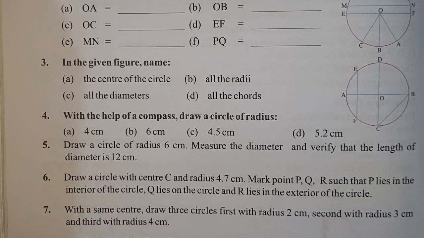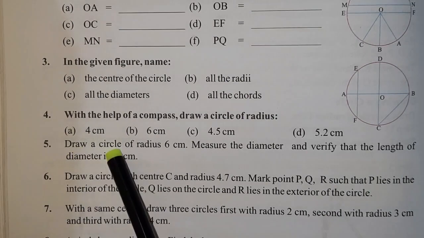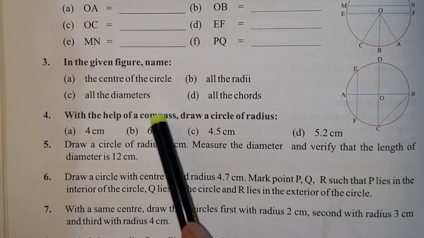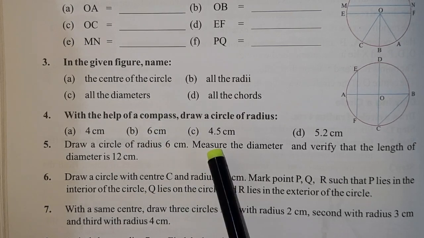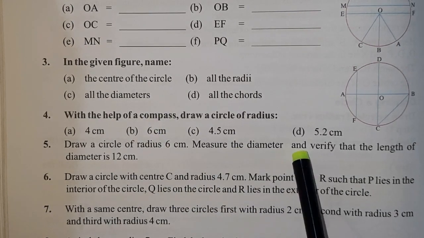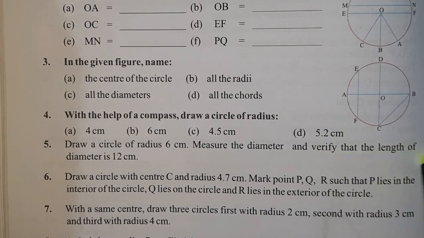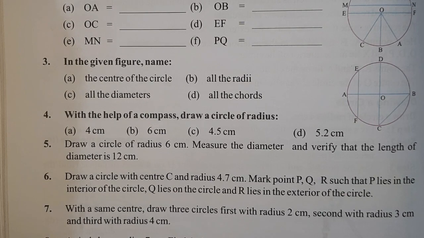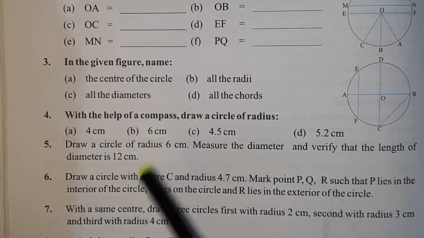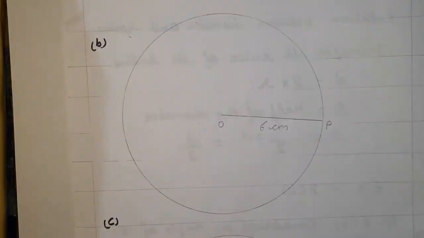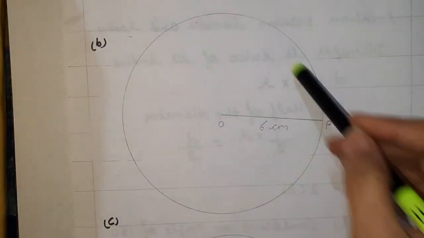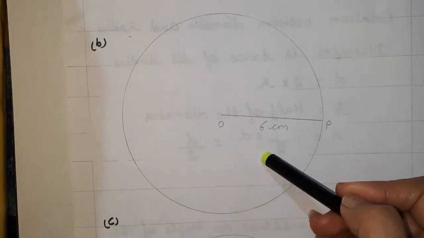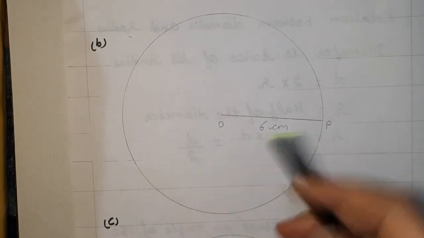Now read this question number 5 carefully. Draw a circle of radius 6 centimeter. हमने अभी अभी ड्रॉ किया 6 centimeter radius का circle. Measure the diameter and verify that the length of diameter is 12 centimeter. So let's check from the part where we have done. First of all, you will draw a circle of radius 6 centimeter. You know how to draw because we have done it in question number 4 just before 5 minutes.